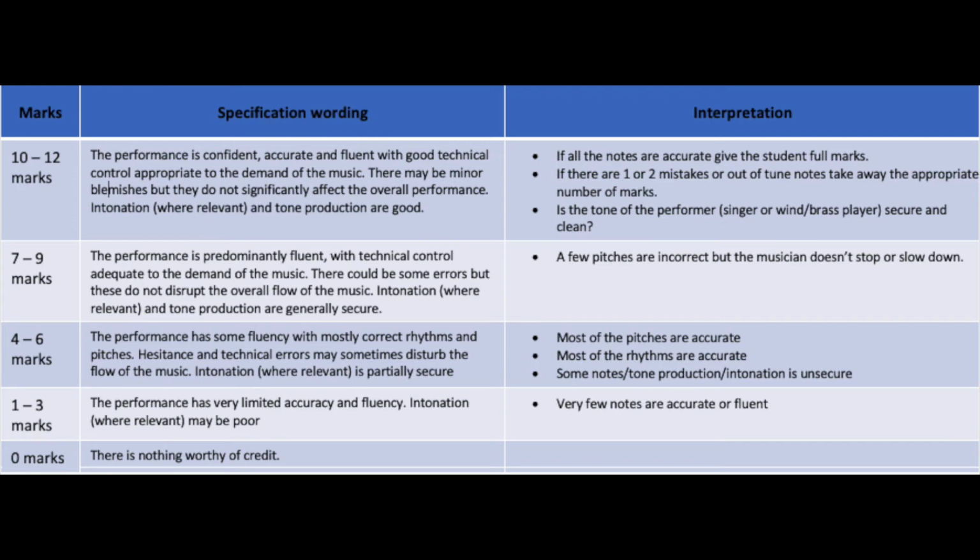And then for the next category down, 1 to 3 marks, it says the performance has very limited accuracy and fluency. Intonation, where relevant, may be poor. So if the performance doesn't have many accurate or fluent notes, then this is the section that you should be considering. And obviously 1 is the bottom half of this section, 2 is the middle, and 3 is the top.